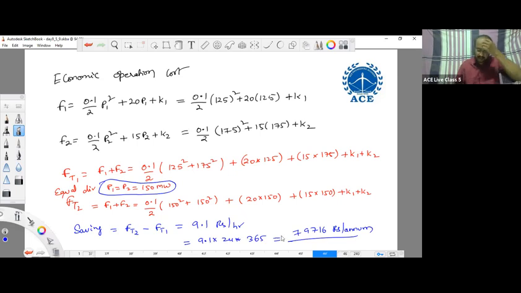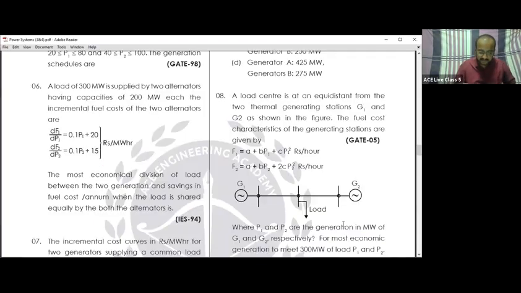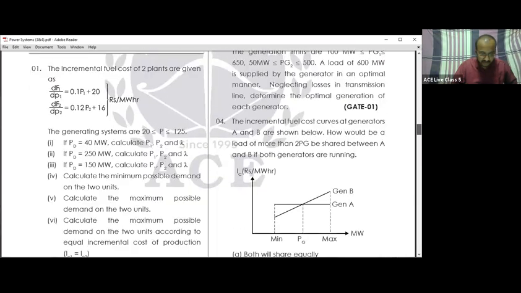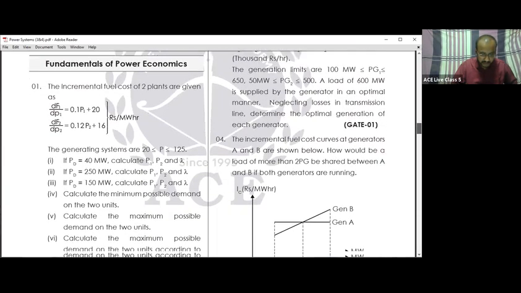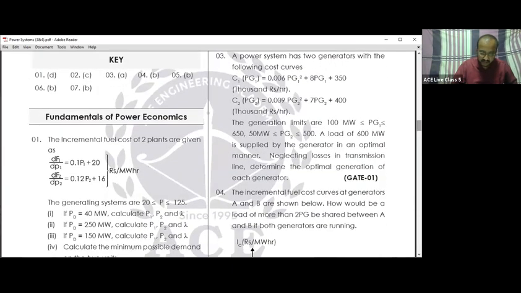Now let us go for the question again. Here there is a saving in cost. That's what he is asking to calculate. This is the 60th problem. Now I request the students to solve this problem number 1 first bit.